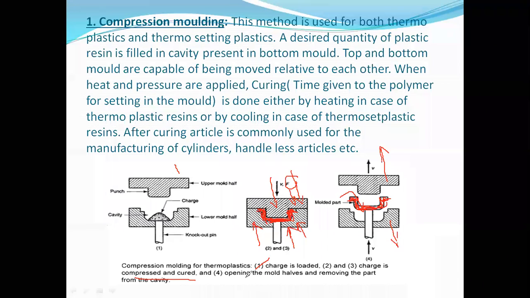Next one. Opening the mold halves. Just you're opening the upper half and as well as lower half. And finally, we are getting article, removing the part of article. That part of article will be U-shaped. With the help of compression molding, I'm repeating, we are preparing U-shaped plastic articles. And those U-shaped plastic articles are thermoplastics and as well as thermoset plastics.